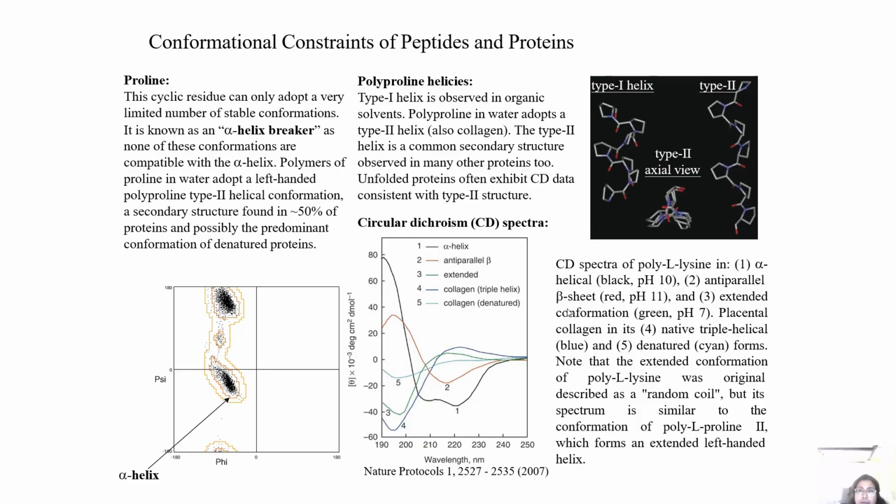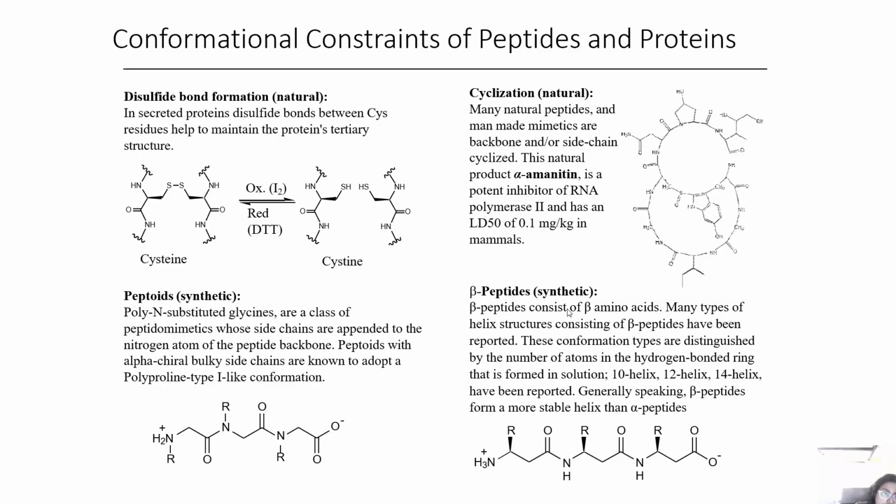Now, CD structure of poly-L-lysine in alpha helical, antiparallel beta sheet and extended conformation. Placental collagen in its native triple helical and denatured forms. Note that the extended conformation of poly-L-lysine was originally described as a random coil, but its spectrum is similar to the conformation of poly-L-proline, which forms an extended left-handed helix. Now, disulfide bond formation in secreted proteins: disulfide bonds between cysteine residues help to maintain the protein's tertiary structure.